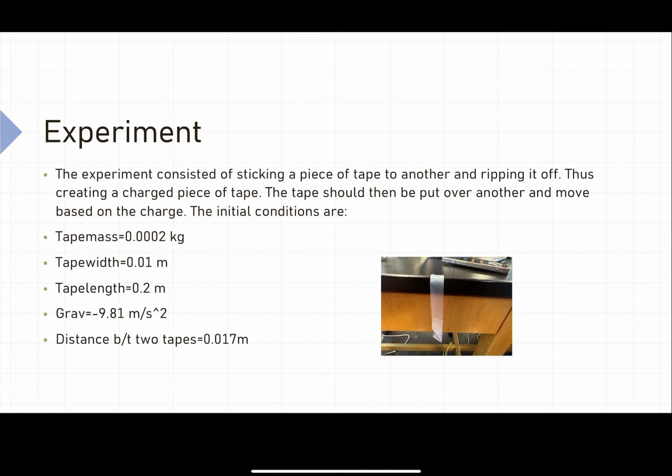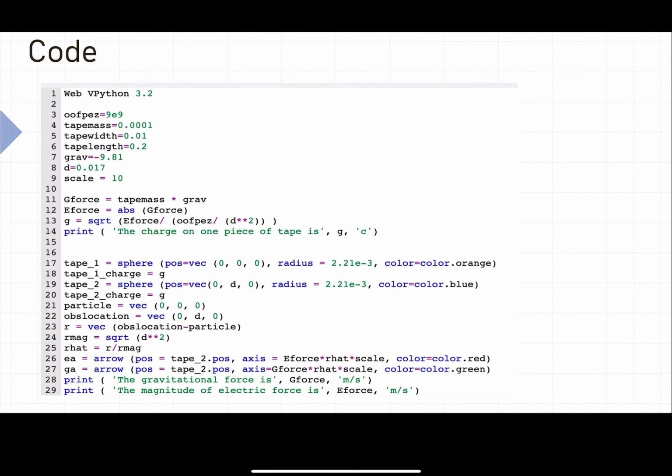So the experiment consisted of sticking a piece of tape to another and ripping it off, thus creating a charged piece of tape. The tape should then be put over another and moved based on the charge. The initial conditions are the tape's mass, which is 0.002 kilograms, the tape's width, which is 0.01 meters, the length is 0.2 meters, and the force of gravity is negative 9.81 meters per second squared, and the distance between the two tapes is 0.017 meters.